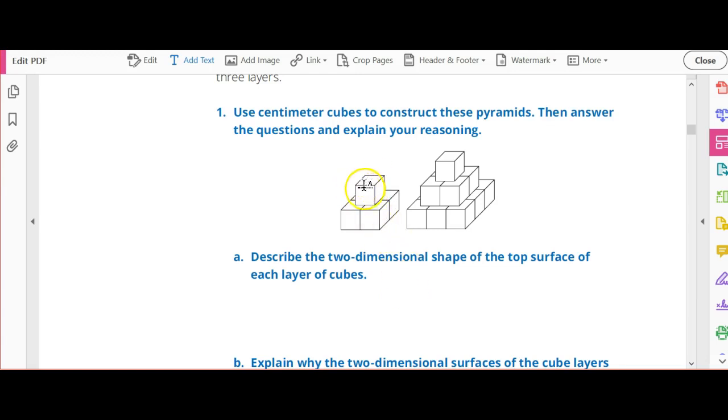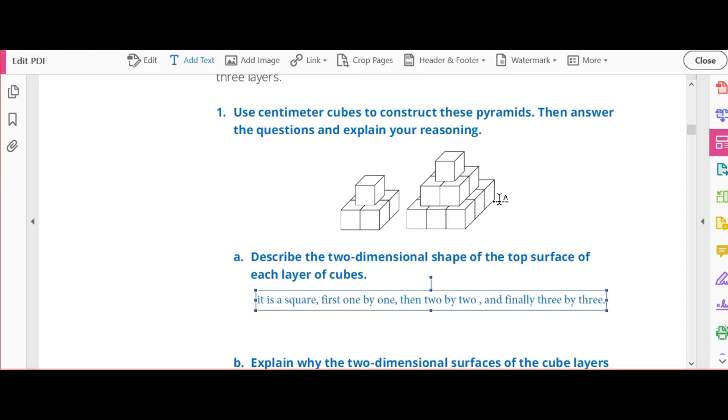So the top surface of this cube is a square, right? And each layer has another square. So this one has a little square that's 1 centimeter by 1 centimeter. This next layer has a top surface which is a square 2 by 2, and then another square here 3 by 3. So describe the two-dimensional shape of the top surface. It is a square, first 1 by 1, then 2 by 2, and finally 3 by 3.